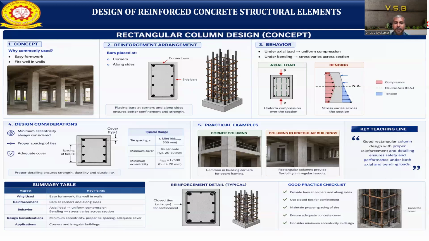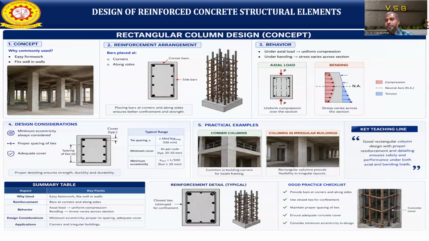For application, we can see rectangular columns at corners and in irregular buildings. So these are the reinforcement details for the rectangular column. Good practice is to check when you go to the field. What are the things we need to check? The bars at the corners and along the sides should be available. Use close ties for confinement, then we can prevent failure of the column.